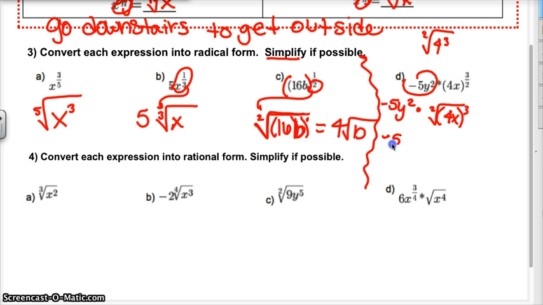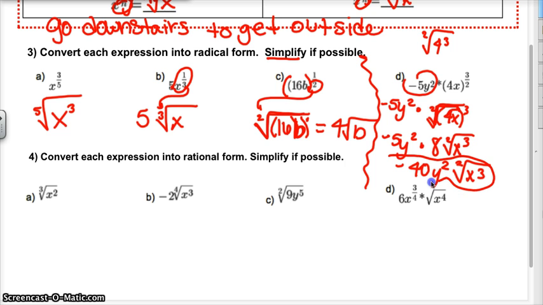So it's negative 5y squared times, when I did the square root of 4 to the third power, I got 8. But I really can't take the second root of x to the third. Kind of using the exponent rules that we've worked with before, the 5 and the 8 are normal. Y squared, 2x to the third.